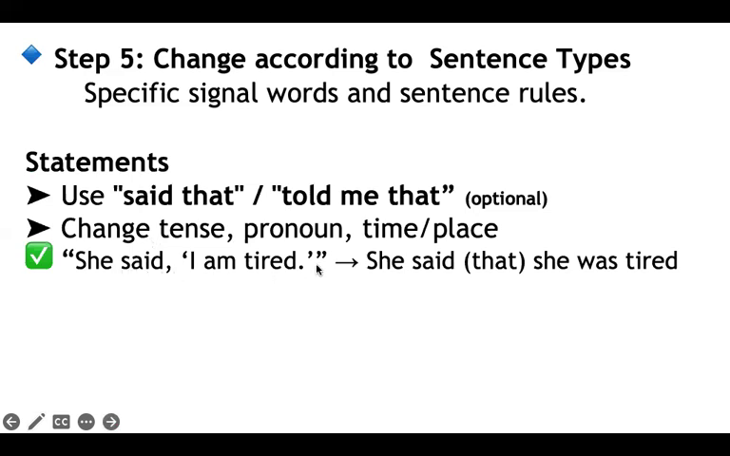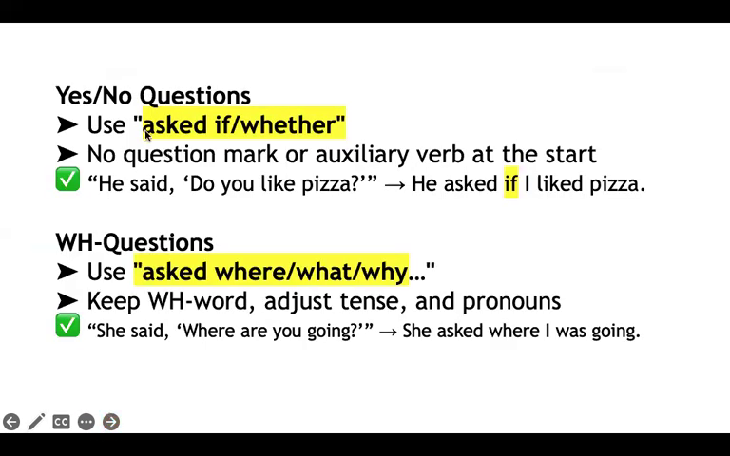She said, "I'm tired." You see, she said that she am changes to was, past tense, because the reporting verb is in the past tense. She said that she was tired. Now this is how we change the statements. Let's see the questions.